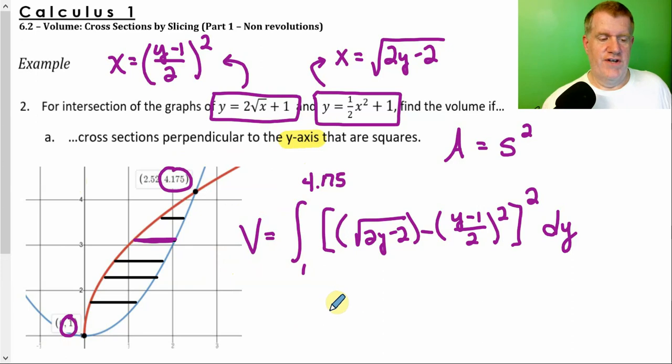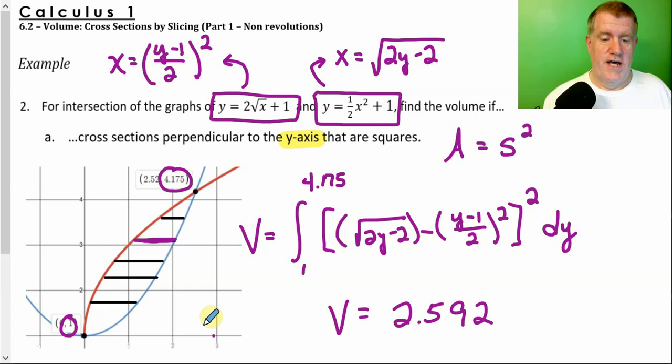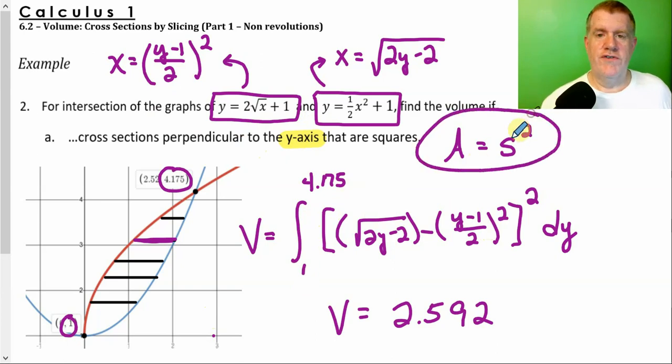That's what I have to solve. And when I put that in the calculator, I get 2.592. Okay, so you see the steps. Whatever my cross-section is perpendicular to, those are the variables that I'm going to be using. So if it's perpendicular to the y-axis, I put things in terms of y. Perpendicular to the x-axis, I put things in terms of x. The only two things you really have to know then: what's my formula for my cross-section, and what's my expression that will fill out that formula.